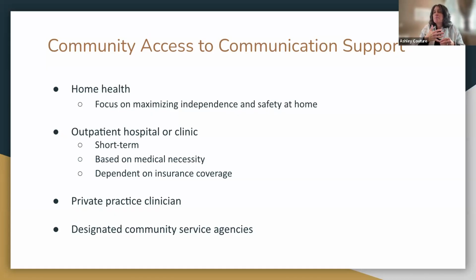So sometimes some of the access to services is defined by what's available through somebody's insurance. So that can also be a restriction to access of services.